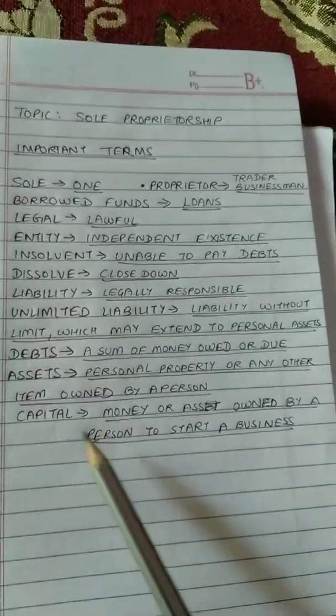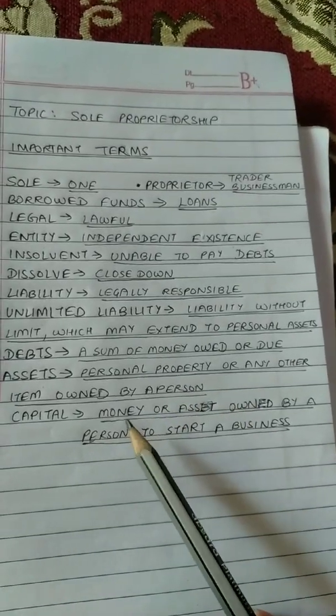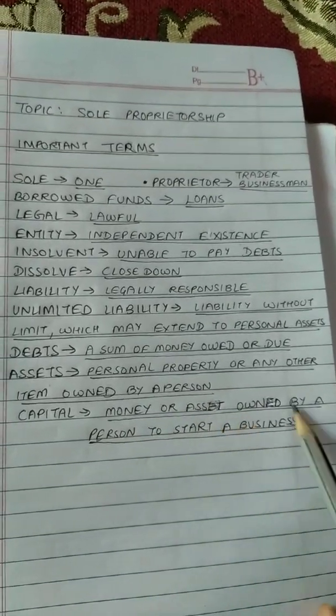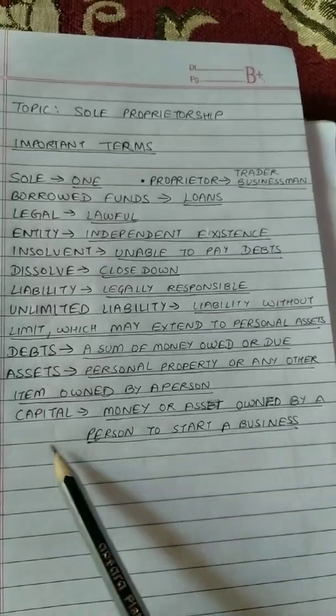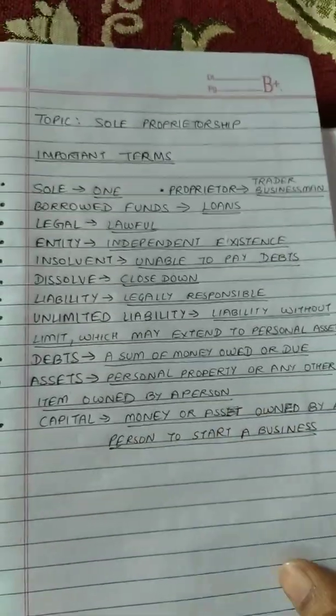Then capital, this I discussed earlier also: the money or assets owned by a person to start a business is known as capital. Now coming to your chapter.